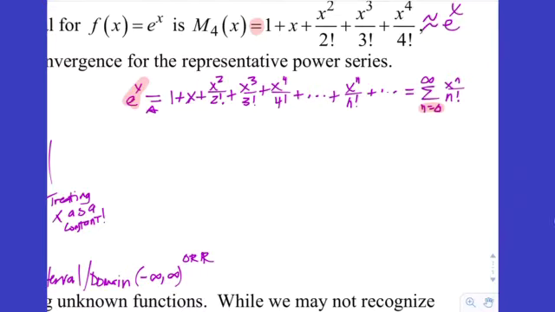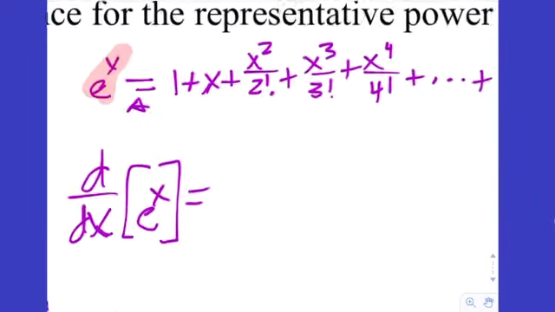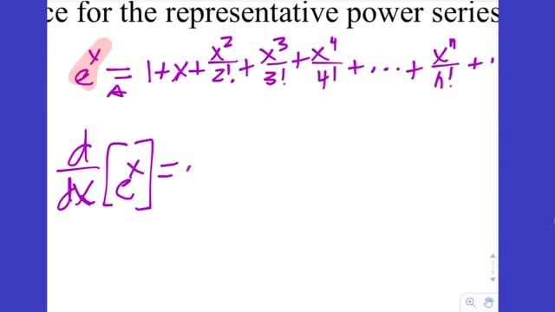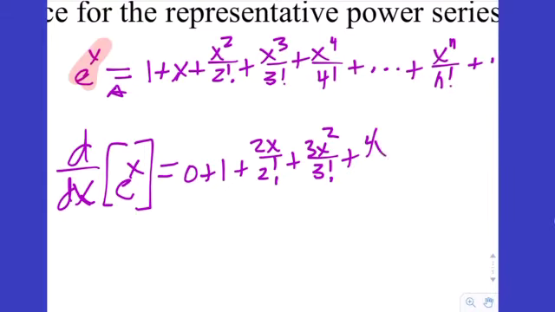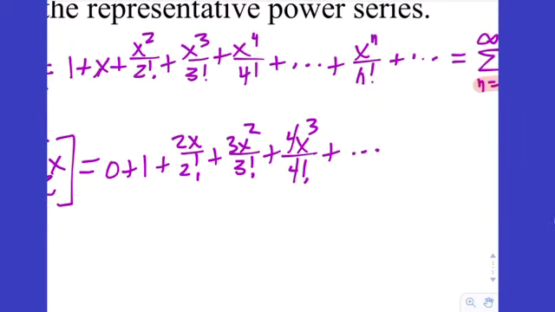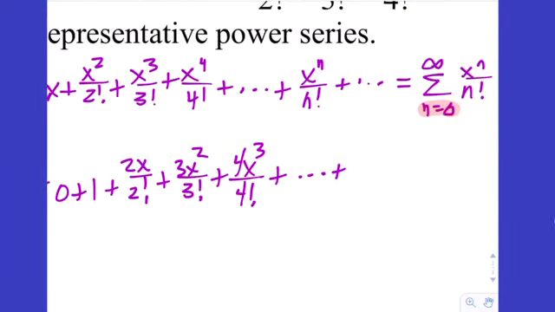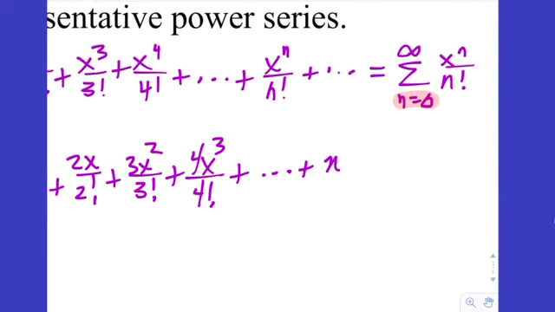Let's go ahead and take the derivative of both sides with respect to x. What is the derivative of e to the x? E to the x. Let's see if we get that. So the derivative of 1 is 0. The derivative of x is 1. Then we get 2x over 2 factorial plus 3x squared over 3 factorial plus 4x cubed over 4 factorial plus. Now here's the really nice thing about having the nth term. We can take the derivative of it as well. That's going to be n times x to the n minus 1 all over n minus 1 factorial plus dot, dot, dot.